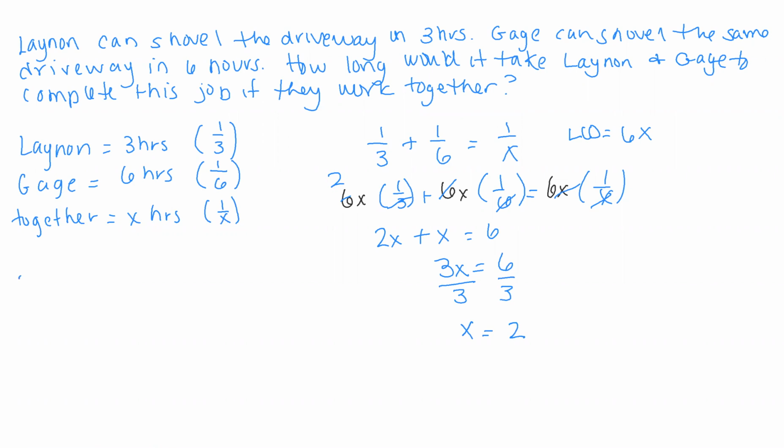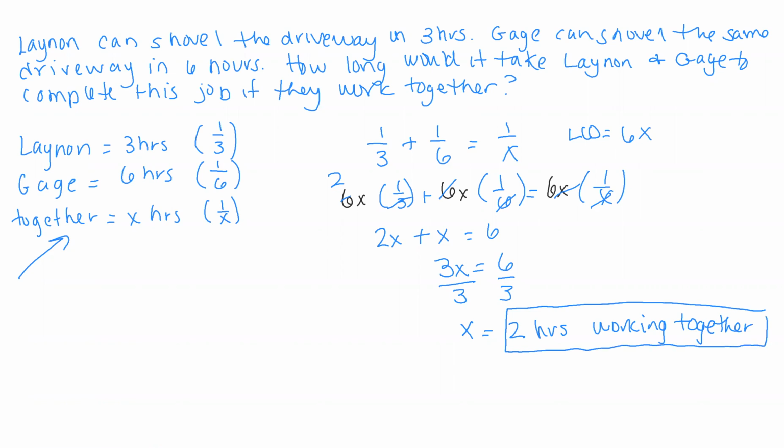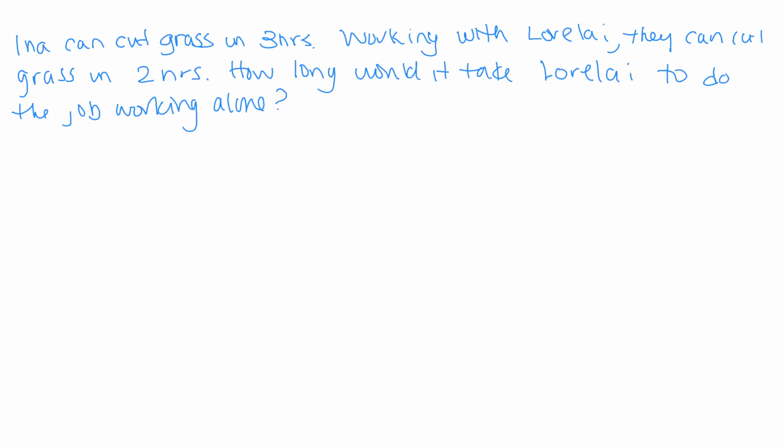So if we go back, x was the number of hours it would take Lanen and Gage working together. So we would say x equals 2 hours if these two work together. So again, even though Gage is much, much slower than Lanen, working with Lanen, it's still going to be less time than it would take Lanen working alone. All right, let's look at another example.